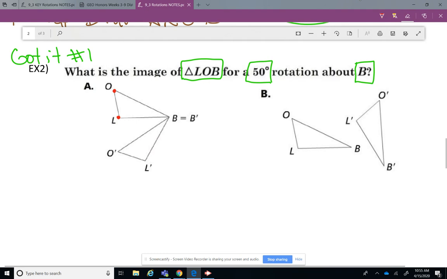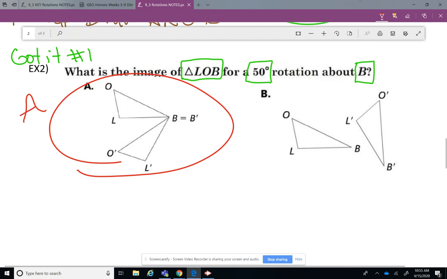Yep, those look like distance was preserved. All right. And then that's it, because B is B prime. Now, if you look over here, you're right. This is the answer. So your answer is A.